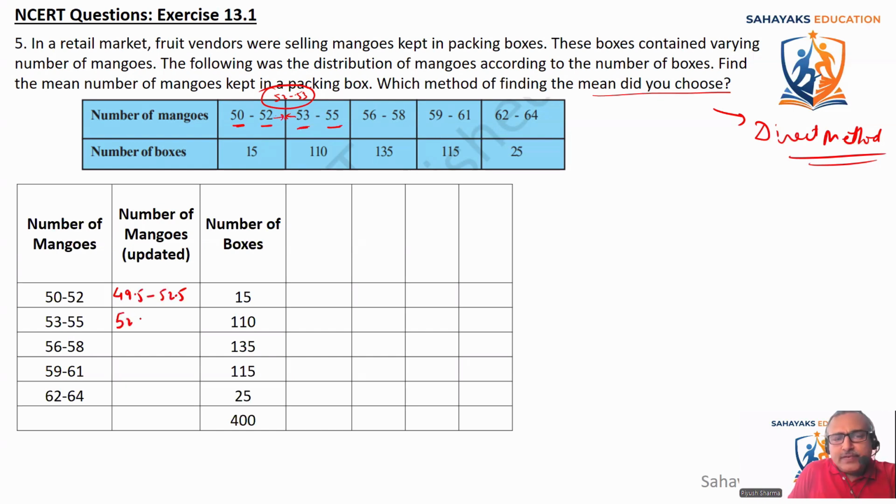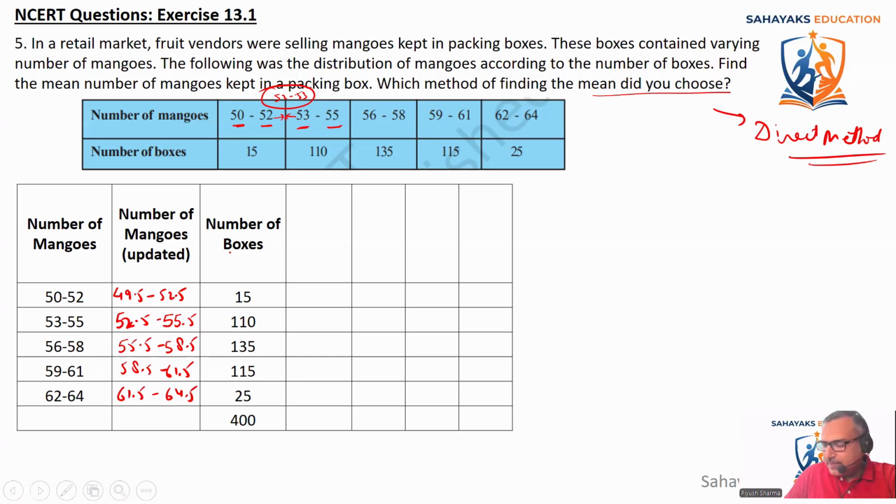Why have we done it? We have done it to make it continuous data. As of now, it is not continuous. 52 to 53 is not covered anywhere. That's why we have covered it. Now it has become 55.5. Now from 55.5 to 58.5, 58.5 to 61.5, 61.5 to 64.5. So now it is sequential data.